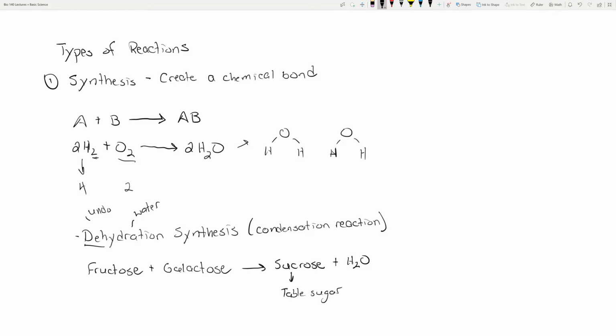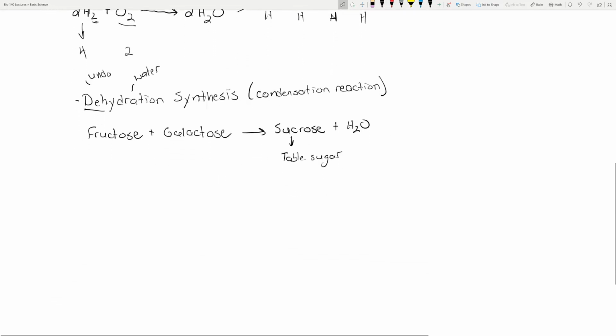Okay, so a synthesis reaction creates chemical bonds by combining 2 smaller compounds. A special case of this is called a dehydration synthesis, where we make a larger molecule from 2 smaller ones by removing water. Okay, so if we have a synthesis reaction, which creates, the next one is a decomposition reaction.